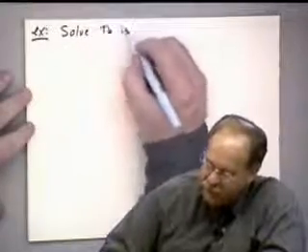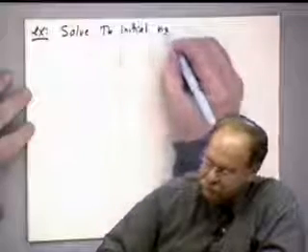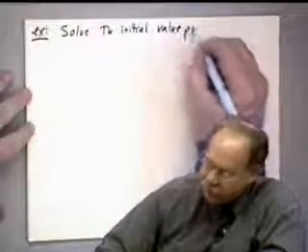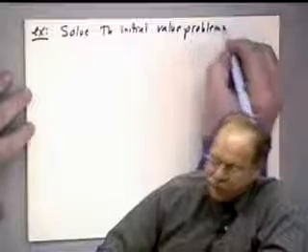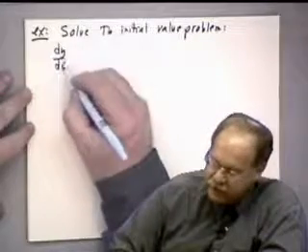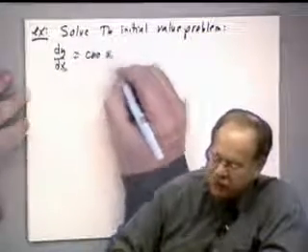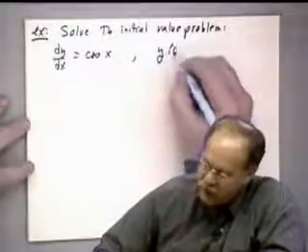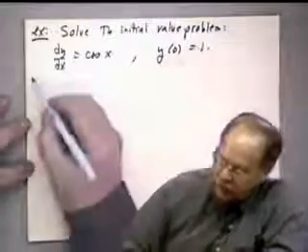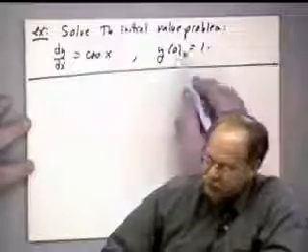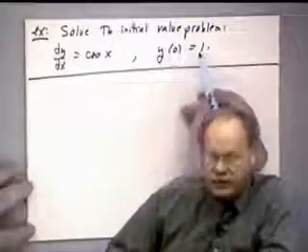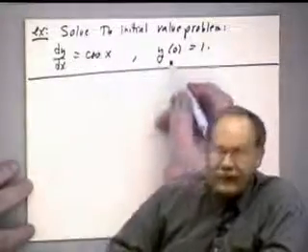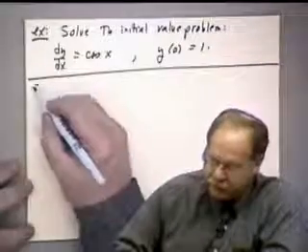Solve the initial value problem that looks like this, as an example. I know that dy/dx is equal to cosine of x. And I know that y evaluated at 0 is equal to 1. I don't know anything else about this function y, but I do know it has this point on its curve, and I know its derivative. Can I get y, is the question.